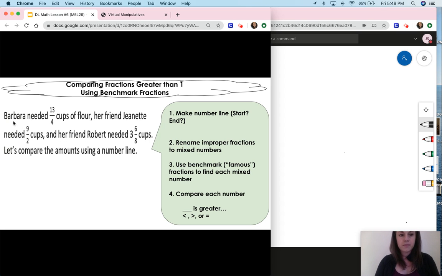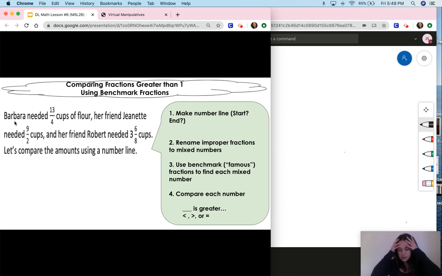Back to the problem. Same character as before. Barbara needed 13/4 cups of flour. Sometimes we call those quarters too, right? Same amount that we were just dealing with. Okay, so remember, we already knew she needed that. Her friend Jeanette needed 9/2 cup of flour. And her friend Robert needed 3 6/8 cups. Let's compare the amounts using a number line.